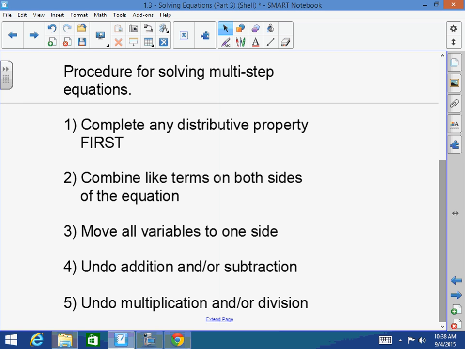So again, complete any distributive property. Okay? Free up the values. Number 2, combine like terms on both sides of the equation. Number 3, move all the variables to one side of the equation. Then you're left with a two-stepper. You undo addition and subtraction, and then you undo multiplication and or division. Sounds like a lot of steps, and it is. I'm not going to lie to you, but it's pretty simple, okay?